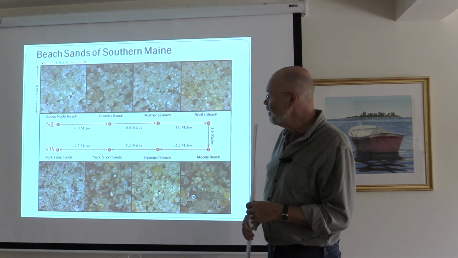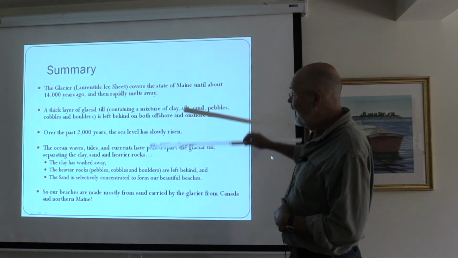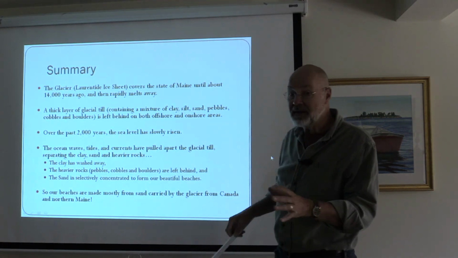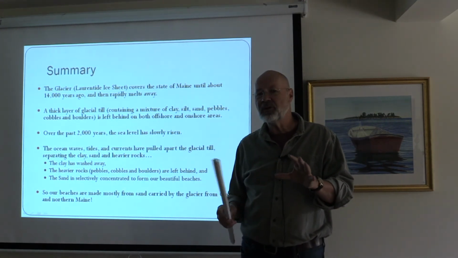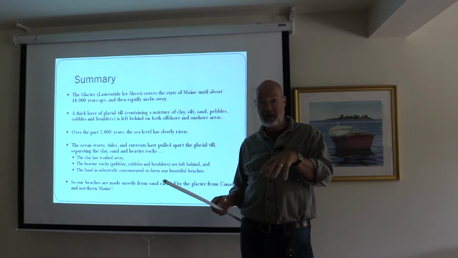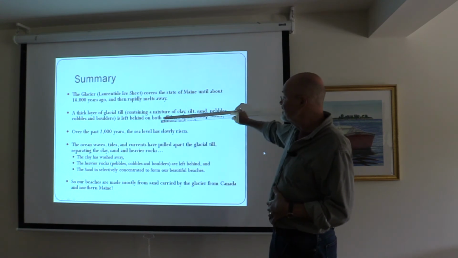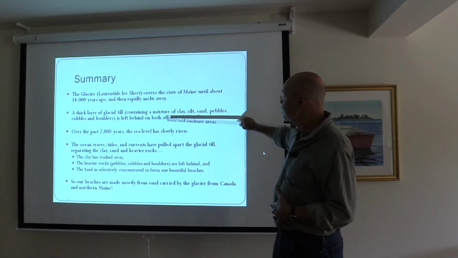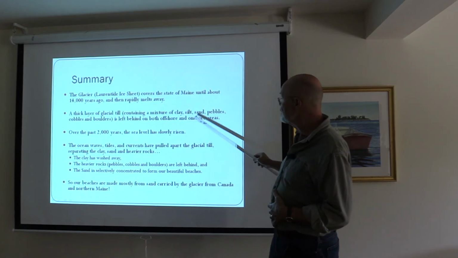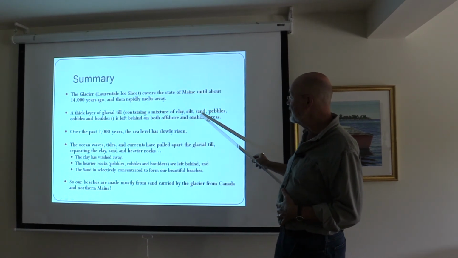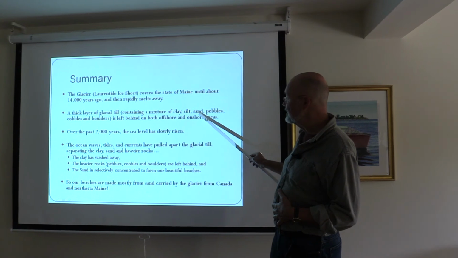So finally, let's summarize it. We had a glacier, that big pile of ice 20,000 years ago. And about 14,000 years ago, it started to retreat, it started to melt, and it left behind this thick layer of glacial till that had clay, silt, pebbles, cobbles, and boulders, and sand. A lot of sand in that glacial till.